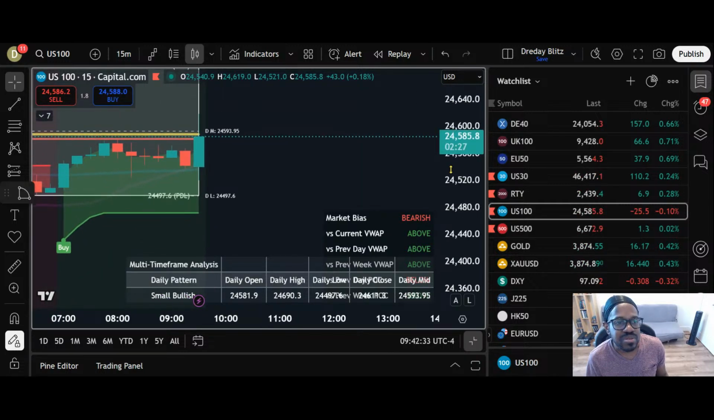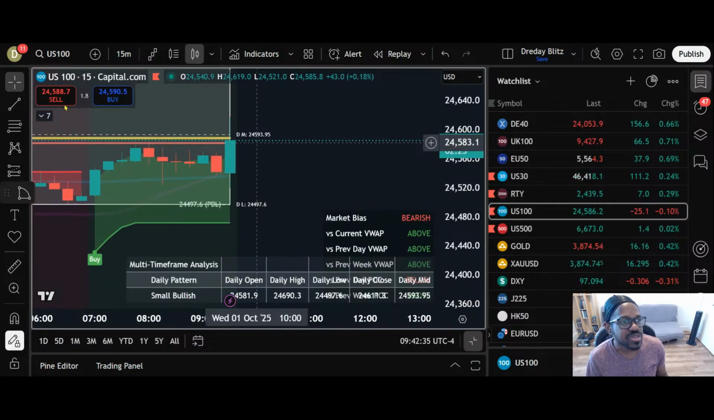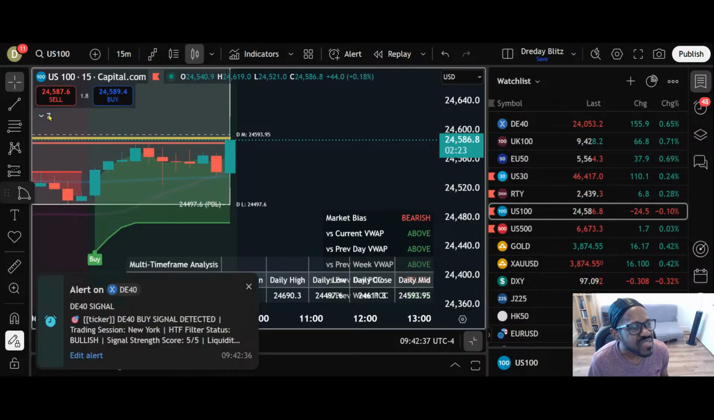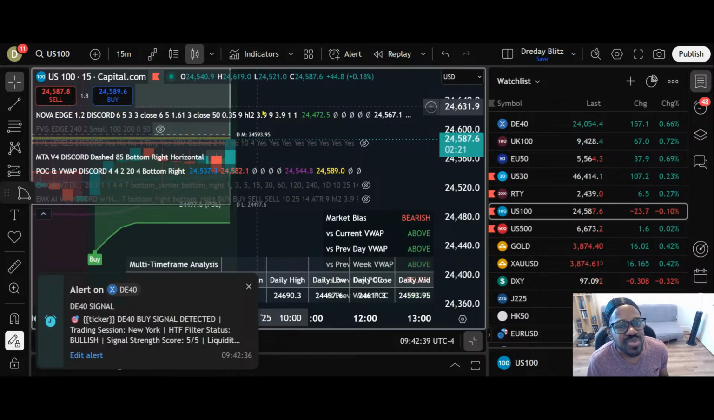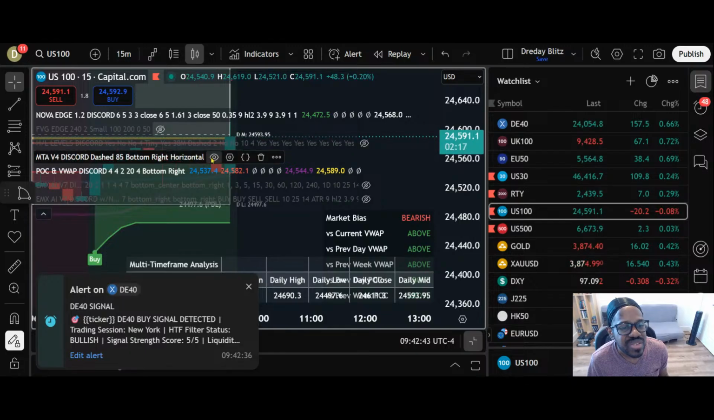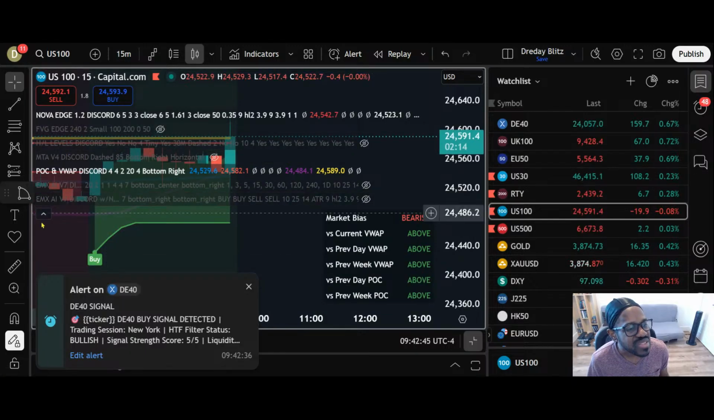So as you can see here, I'm just going to close the GER40. It is a buy also, but I'm just going to close this so y'all can see. Boom, boom, boom, boom. All right.